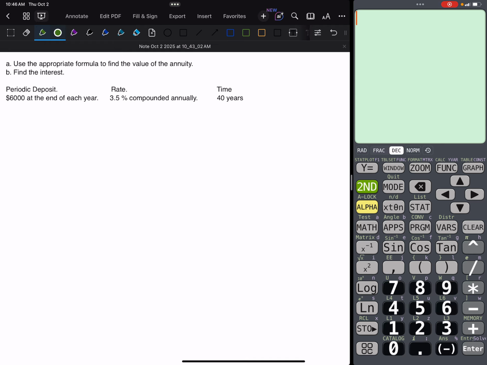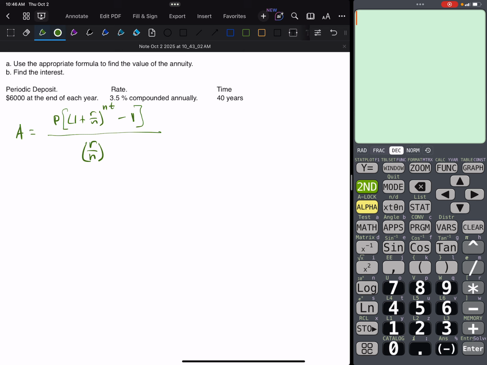So what we're going to want to do is use our typical future value formula for an annuity. And that formula goes: my future value equals my payment times [(1 plus my rate divided by the number of compounding or investment periods) raised to the number of periods times my time in years, minus 1], all divided by my compounding period rate.